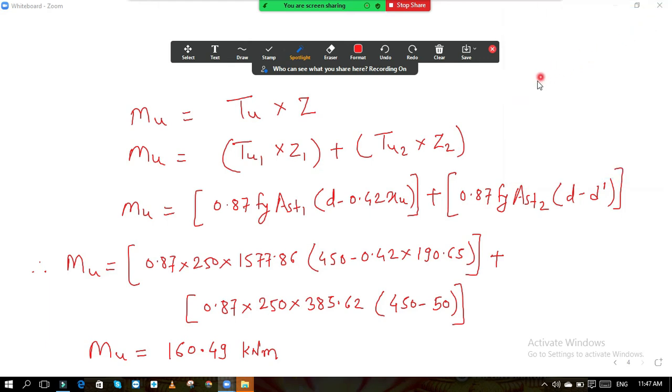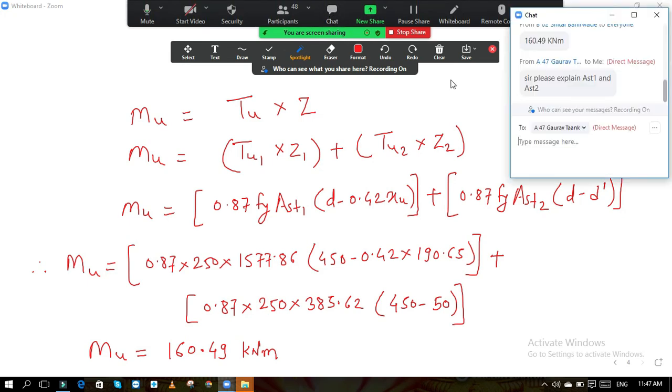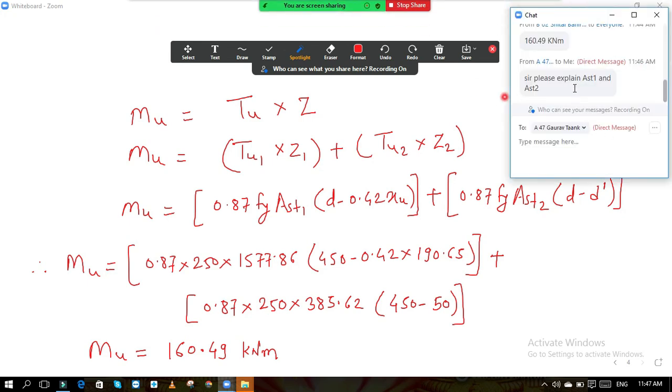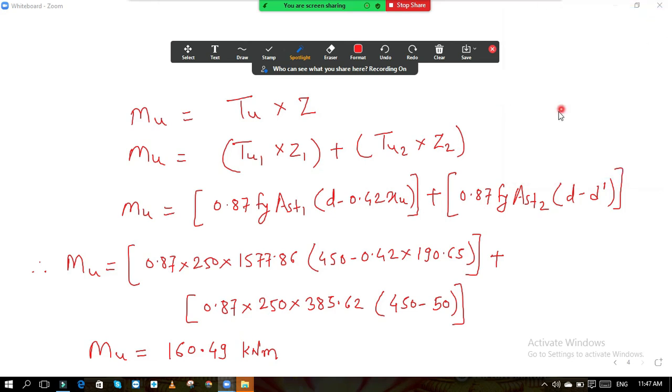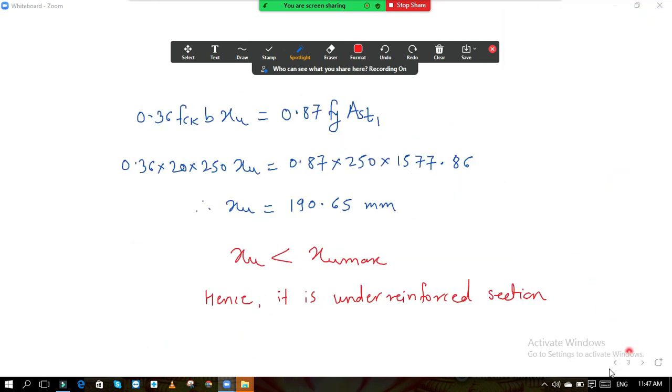Cu1 and Tu1, the distance between them is called Z1. The distance between Cu2 and Tu2 is called Z2. Okay, so what is the difficulty? Please explain AST1 and AST2. It is very easy.